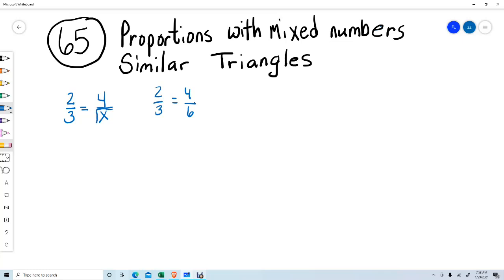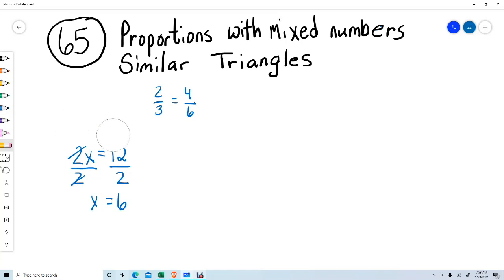When there's a variable in there, that's a conditional proportion, and we need to solve for x. And the way that you do that is to cross multiply. I like to start with the multiplication that includes the variable, so that's 2x, and put that on the left, and set that equal to the multiplication of the other two numbers, 3 times 4. And solving for x, we divide both sides by 2. Those cancel, and x equals 6. That's solving for a simple conditional proportion.